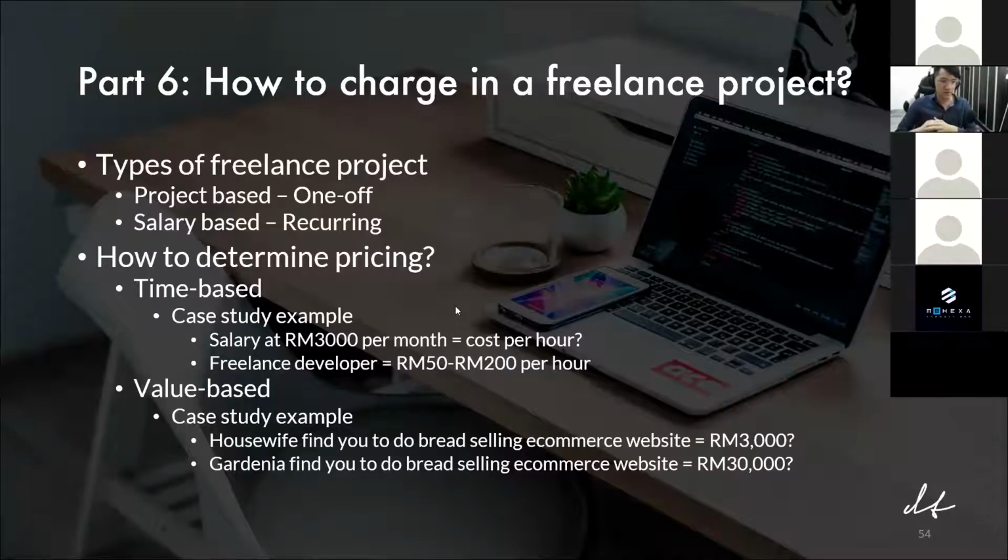So how do you determine pricing? Let's do 2 case studies. There are 2 ways to determine pricing. One is the time-based method. For example, a fresh grad earns 3.5K or 3K per month. You work 8 hours a day, 5 days a week, 40 hours times 4 weeks is 160 hours. So you divide that monthly salary by 160 hours, and you get only a measly 22 ringgit per hour. As a fresh grad or a one-year experienced developer, you'll probably be working for a company for 22 ringgit per hour.